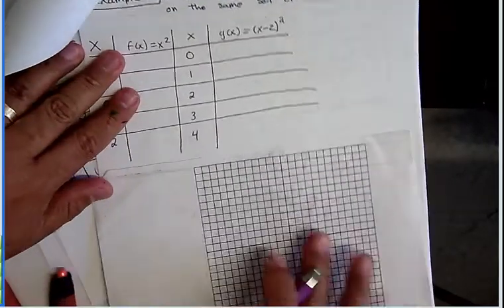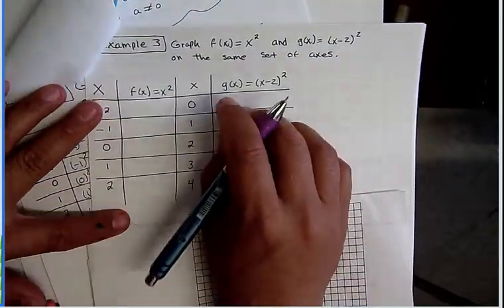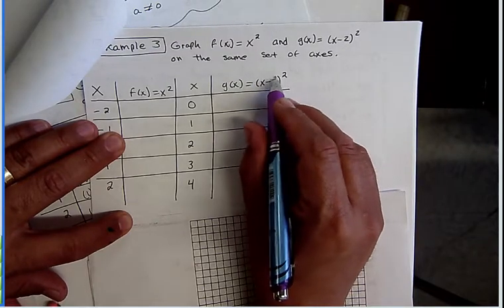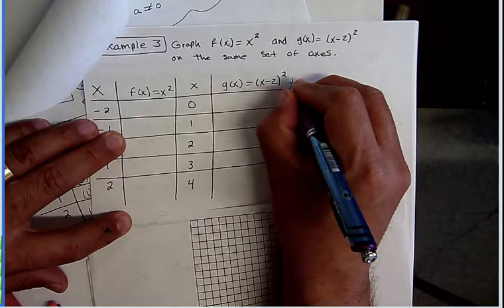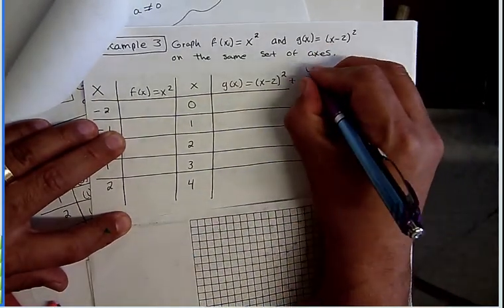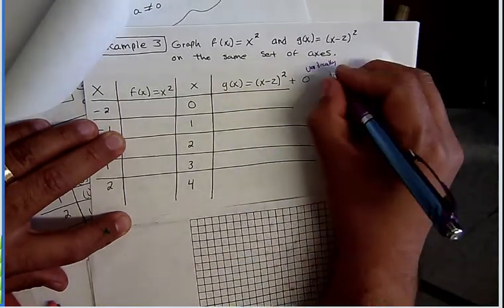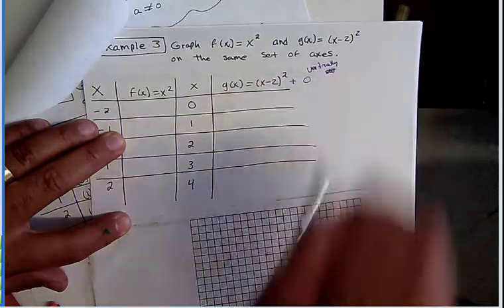So example 3, there's a difference. Now we're dealing with parentheses. So now this number is not by itself over here. So here for this function, we would have a 0 because we don't have it. This is the one that moves the graph vertically, the vertical shift.